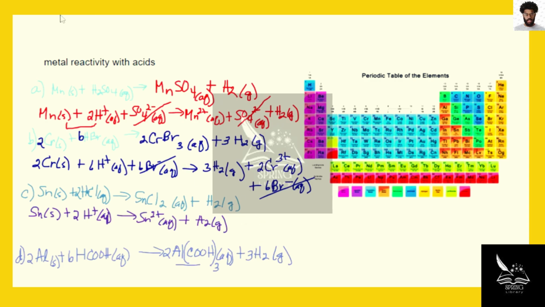Now let's write that as a net ionic reaction. As a net ionic equation it will look like this, where you have two aluminums combining with six protons to produce two aluminum 3 plus cations and evolving 3 moles of hydrogen gas, where the formate ion here is the spectator ion, and that will be ignored in the process.